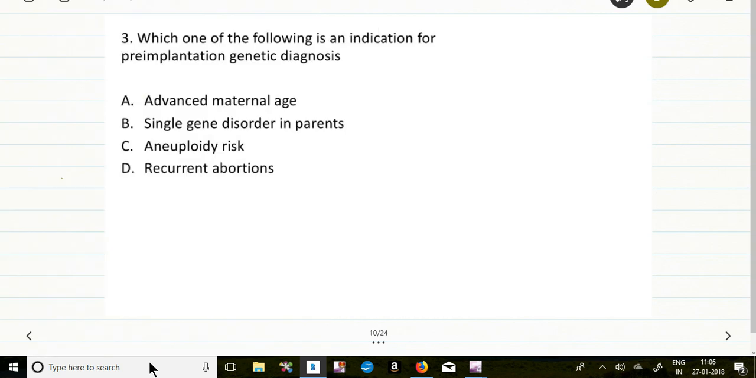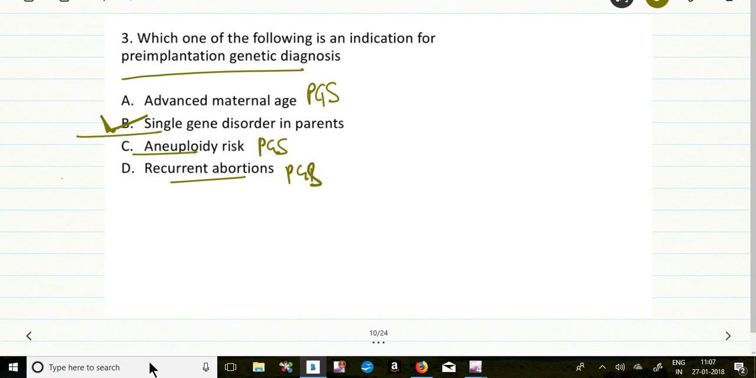Now come back to the question. I hope now the question is easier. Which of the following is an indication for preimplantation genetic diagnosis? Advanced age is not. It is an indication for PGS. Single gene disorder. Yes, that's the answer. Aneuploidy risk. Again, it's an indication for PGS. They have not mentioned a specific aneuploidy. So it is PGS. Recurrent abortions, PGS.